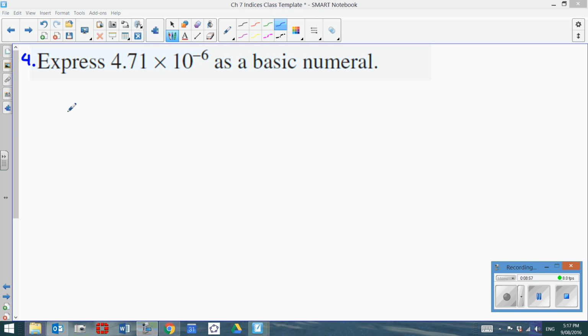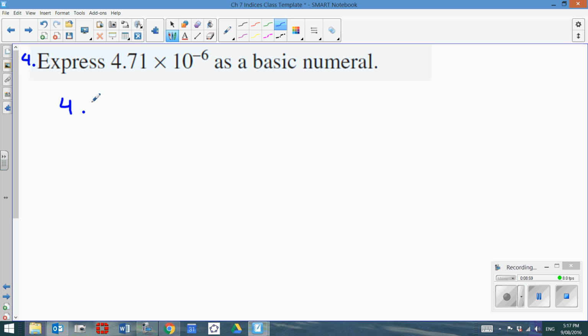We'll go ahead and make this our last example. So 4.71 multiplied by 10 to the -6 as a basic numeral, so we want to take it out of scientific notation. The negative means I'm going to move my decimal to the left. So that means I'm going to give myself a little space.